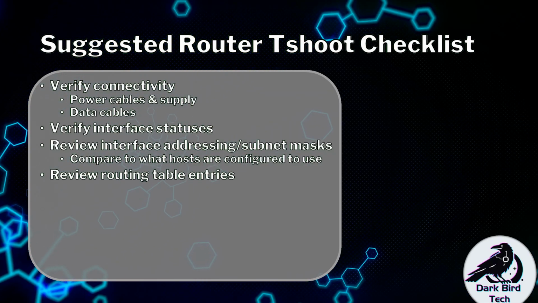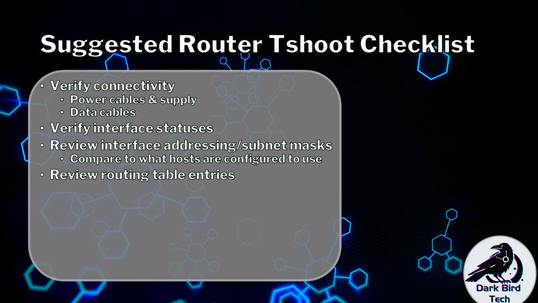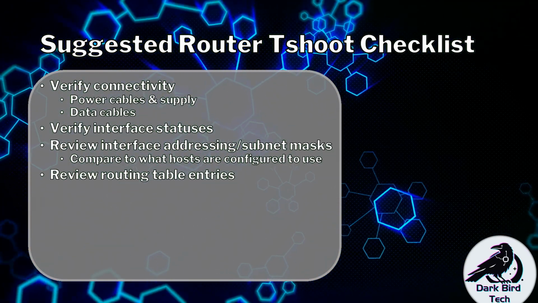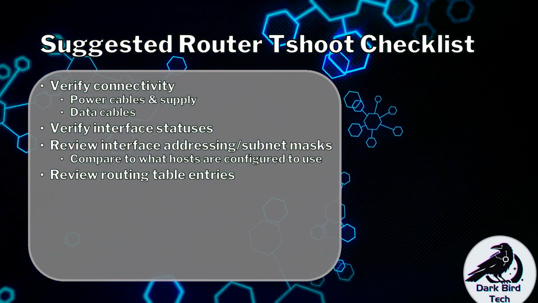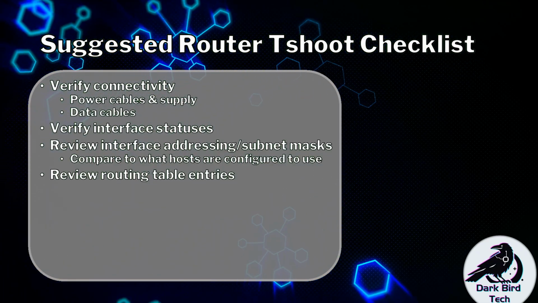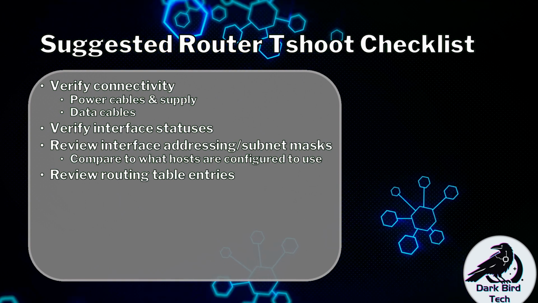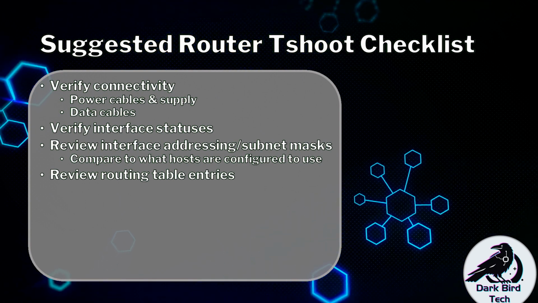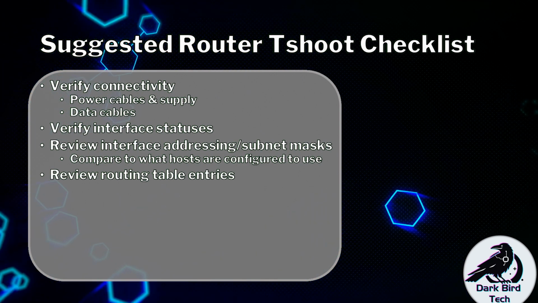Also, because it's a router, check your routing table entries to make sure that stuff looks correctly entered and routes determined. Whether those routes be done manually or dynamically, it doesn't matter. Check the routing table and see if it aligns with what the network should be doing. This is one of the reasons why network documentation does matter. Helps a lot with the troubleshooting.